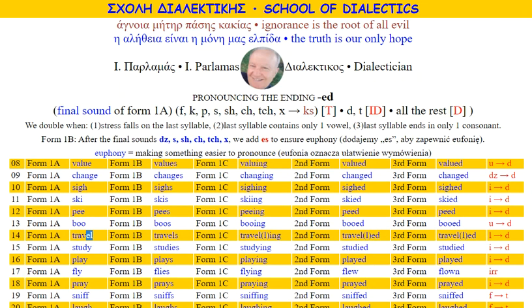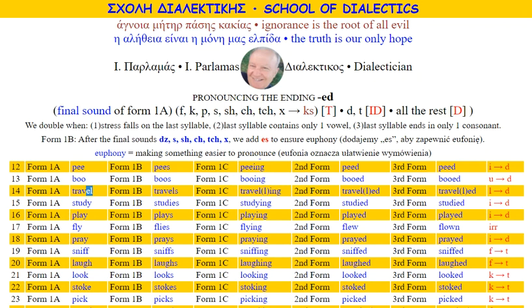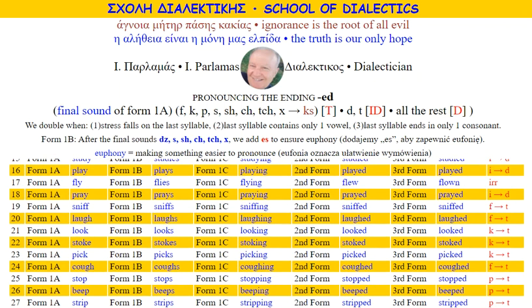Okay, let us see it here now. For example, here we don't double. Look, why? Because the second condition breaks. The last syllable contains only one vowel, but this contains two vowels. This has only one syllable, so this one syllable is both the first syllable and the last syllable, okay? But because it contains two vowels, it doesn't double.